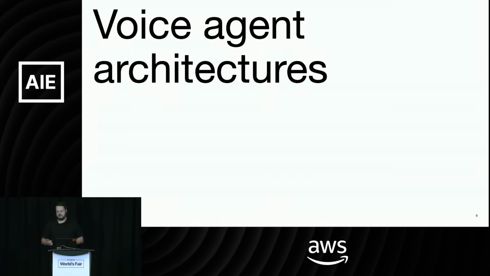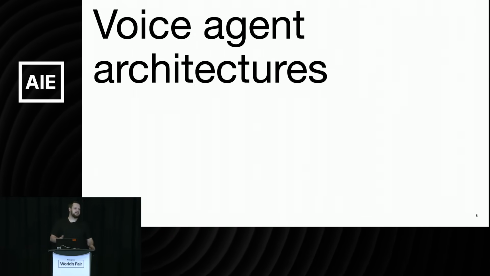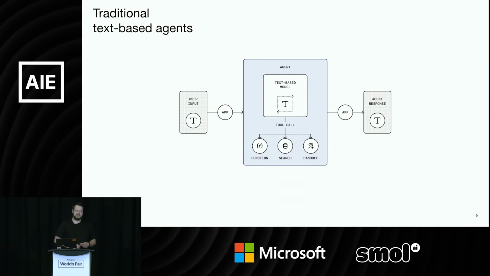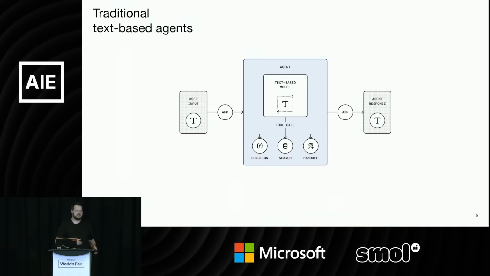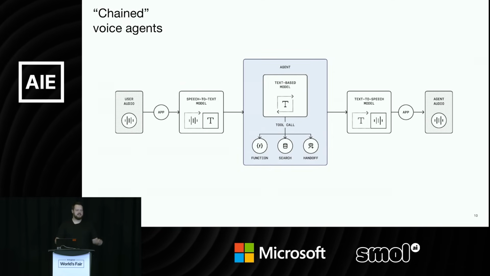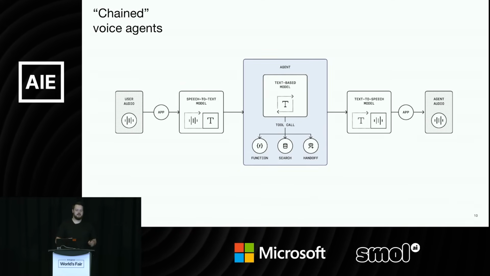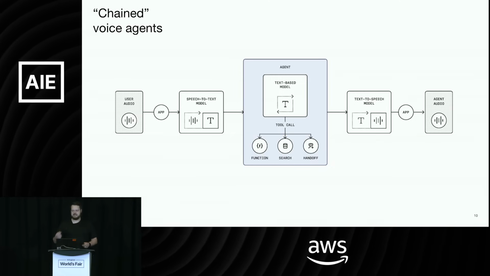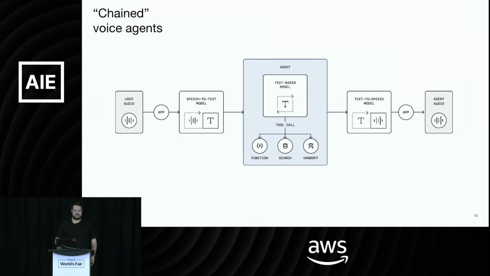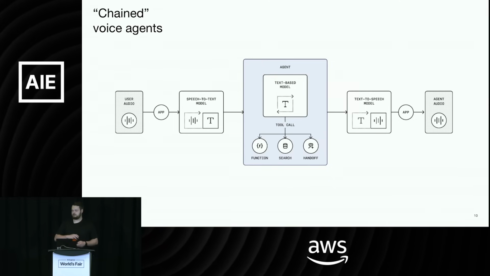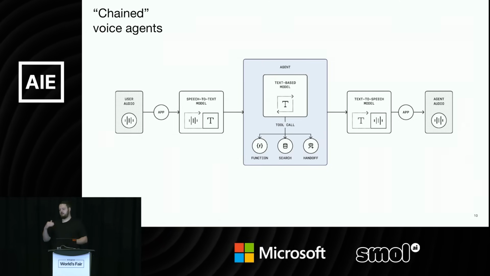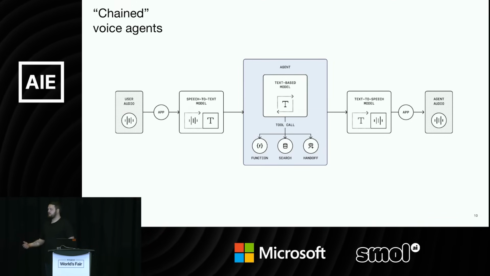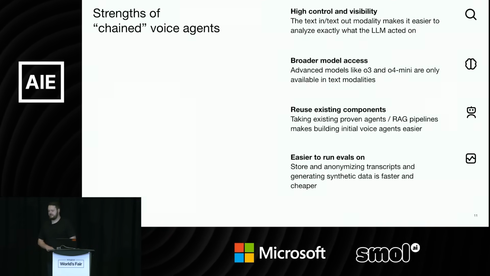When we talk about building voice agents, there are essentially two types of architectures that have emerged. The first one is based on your traditional text-based agent and wrapping it into a chained approach, where we have a speech-to-text model that takes the audio and turns it into text so that we can run our basic text-based agent on it. Then we take the text output and run it through a text-to-speech model to generate audio that we can play again.